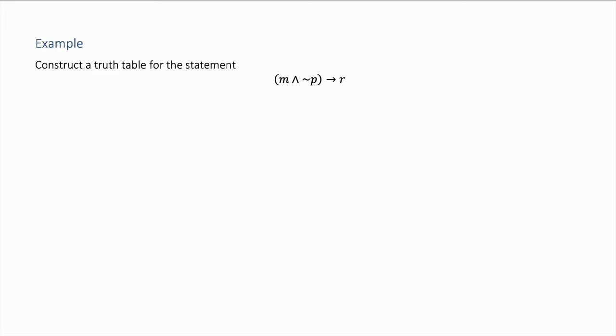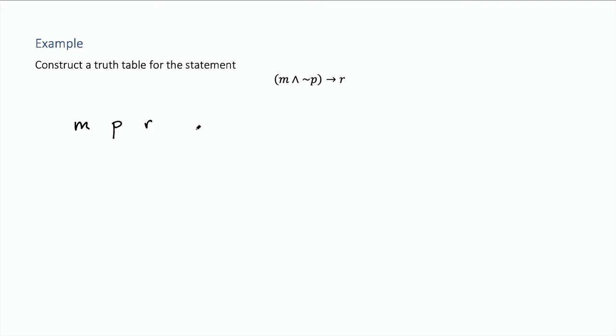Construct a truth table for the statement M and not P implies R. We begin by creating columns for just our basic statements with no modifications to them. So that's going to be M, P, and R. And then from there, we need to construct this full statement. So I'm going to need a not P.